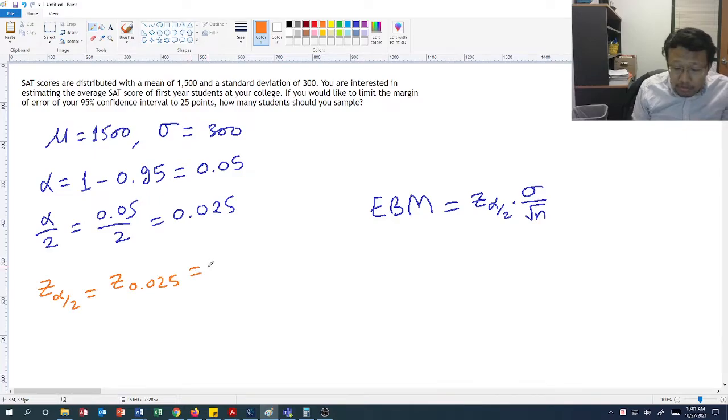Now here we need to realize that since we have already assumed in the question that this distribution is approximately normal, the mean is given and the population standard deviation is given, we can use the standard normal distribution to find the z values. Standard normal distribution means its mean is 0 and the standard deviation is 1.